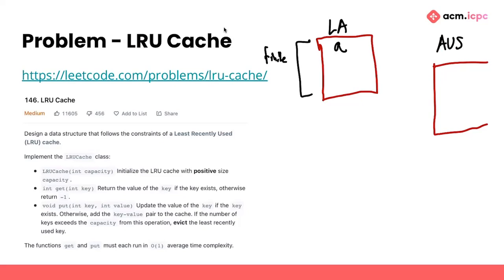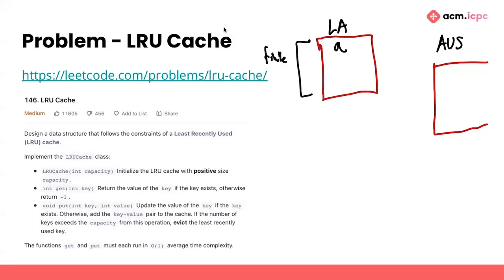I just look at the description. I think it's pretty similar to a map, but basically you have a capacity. Exactly. So that's pretty much what a cache is.